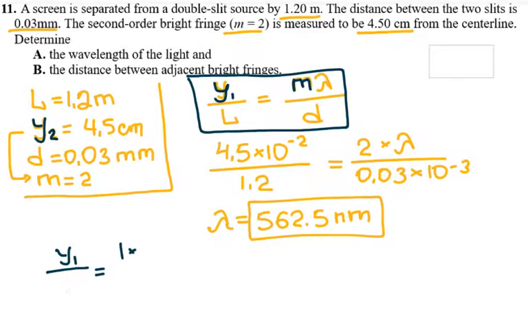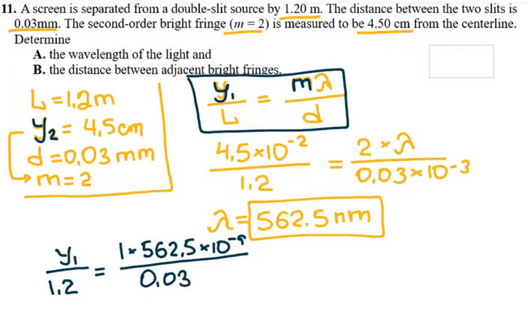So this is 1.2. Then lambda I just found is 562.5 nanometers divided by the distance, which is 0.03 millimeters. So here I get that the distance to the first bright fringe is equal to 2.25 centimeters.